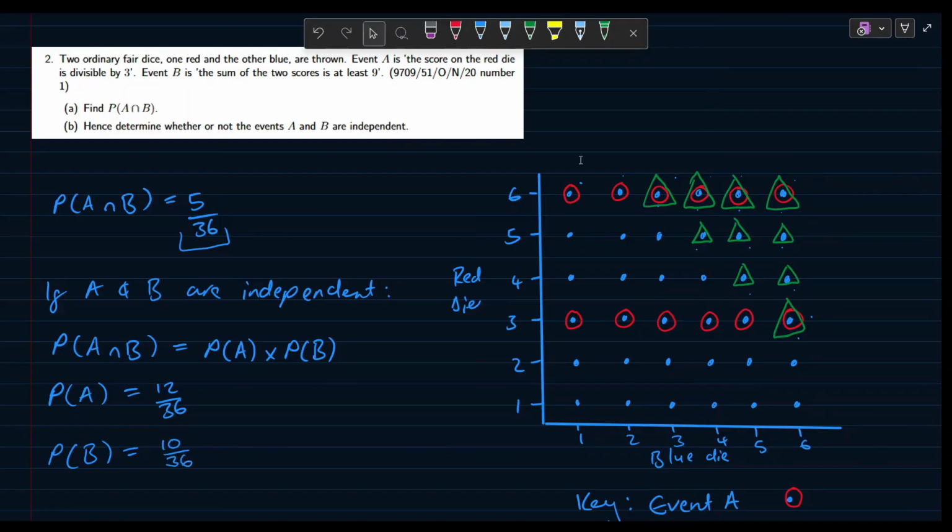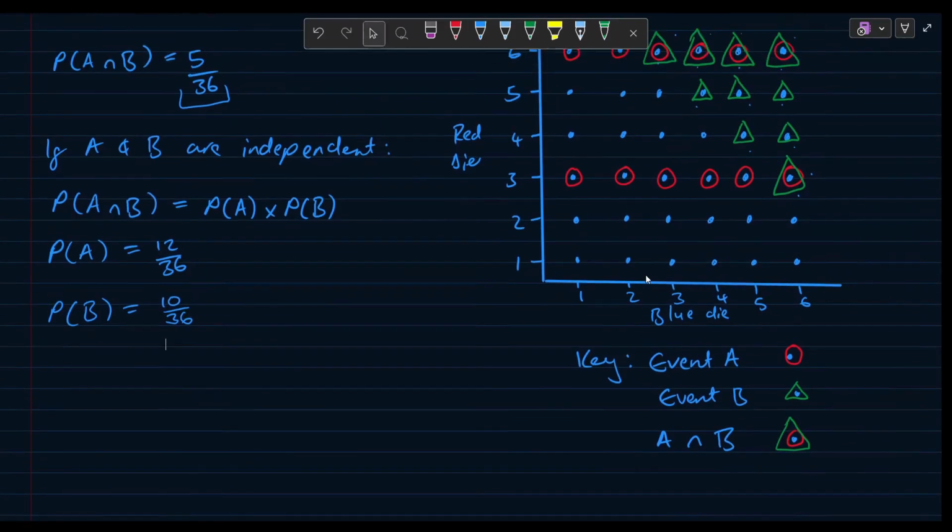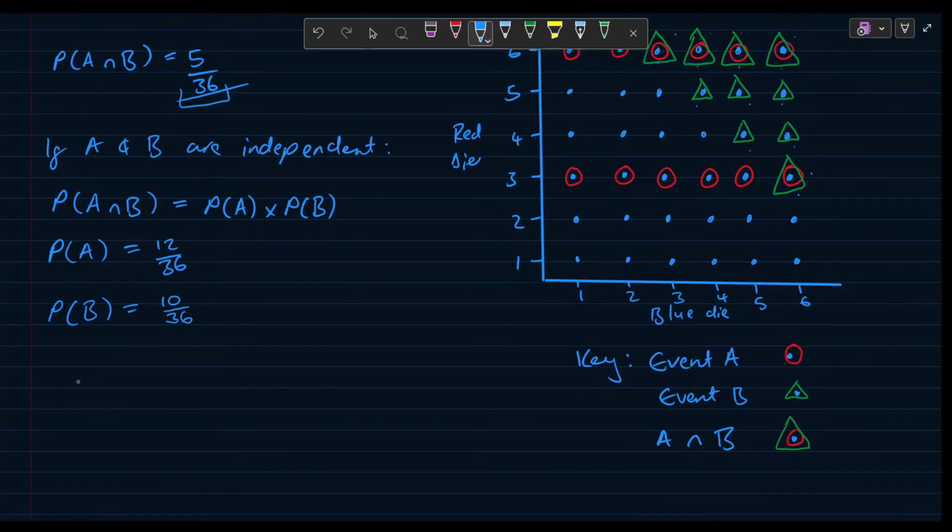So we can substitute into our equation and check that the probability of the intersection is equal to the probability of A times the probability of B. So we said our intersection is 5 out of 36. So this should be equal to the probability of A times the probability of B, so 12 over 36 multiplied by 10 over 36.